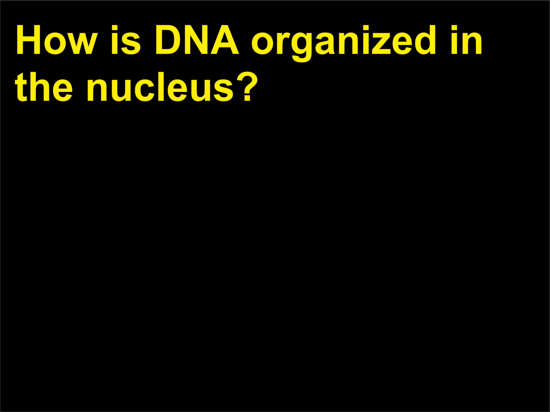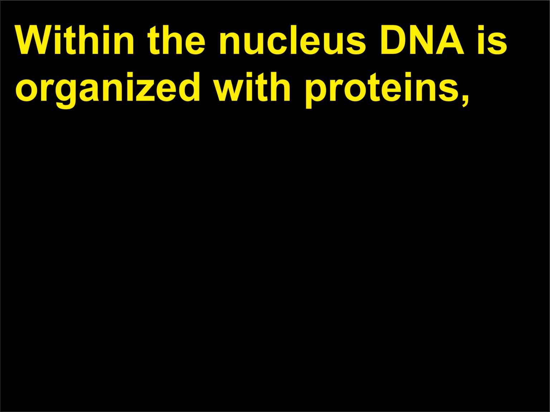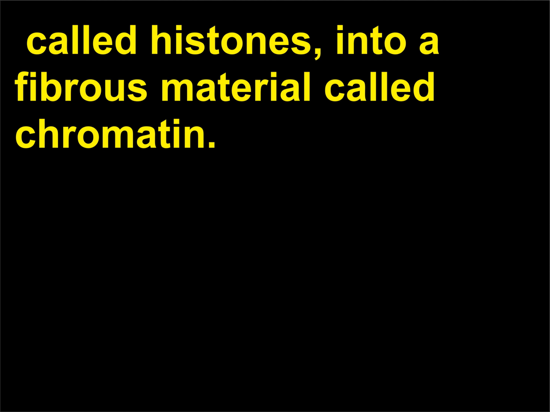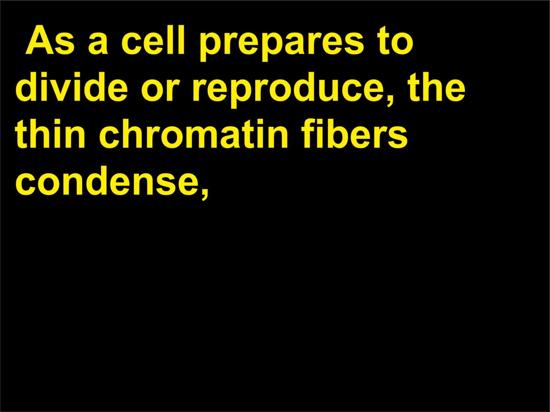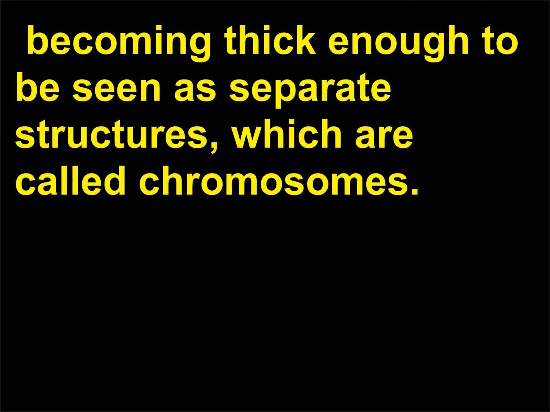How is DNA organized in the nucleus? Within the nucleus, DNA is organized with proteins called histones, into a fibrous material called chromatin. As a cell prepares to divide or reproduce, the thin chromatin fibers condense, becoming thick enough to be seen as separate structures, which are called chromosomes.